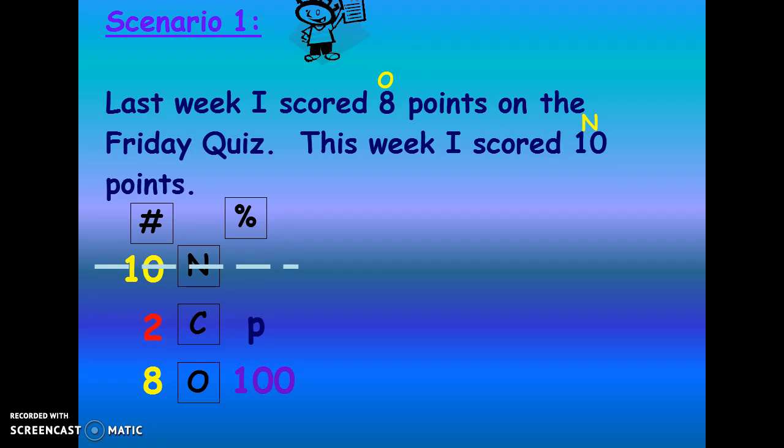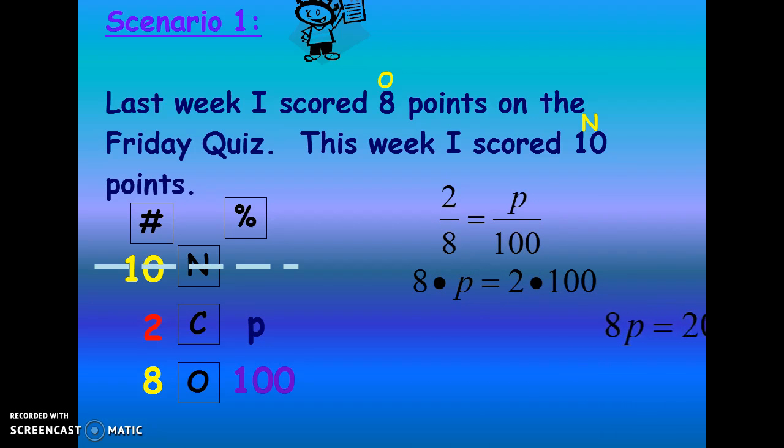We're going to cross out that top number because we do not need it since there's nothing on the other side. What we have left over is our resulting proportion. So our proportion we're going to use is 2 over 8 equals P over 100.